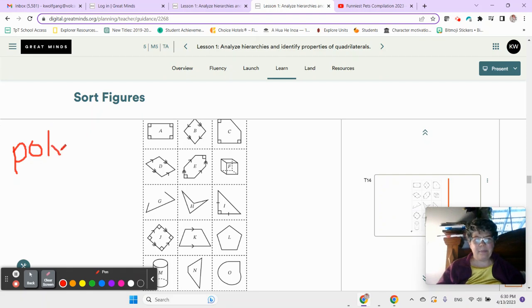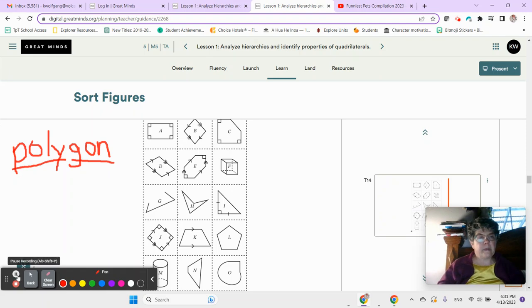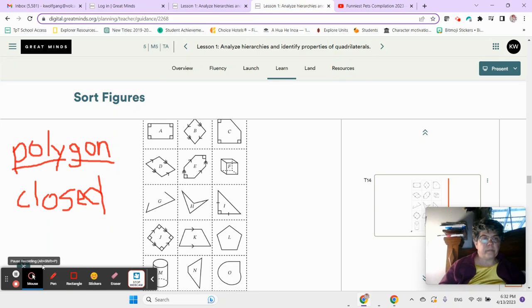Now, what is a polygon? Hopefully you learned about polygons before, but the word polygon literally means many sides. Poly means many, gon means side. And these many-sided figures are always closed. So they have to be a closed figure to be a polygon. They can't be like G. You see how it's basically just three lines, right? It's not a shape. It's not a polygon.